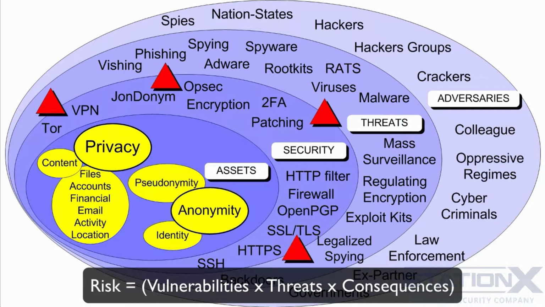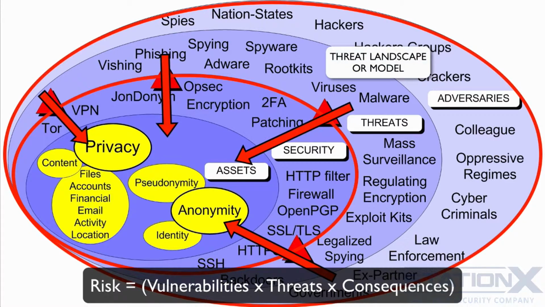Risk equals vulnerabilities times threats times consequences would be a way of representing it in a formula. The likelihood of threats exploiting vulnerabilities in your security controls and the consequences of that is known as risk. Risk to your assets, the risk to you, the risk to your privacy and anonymity.